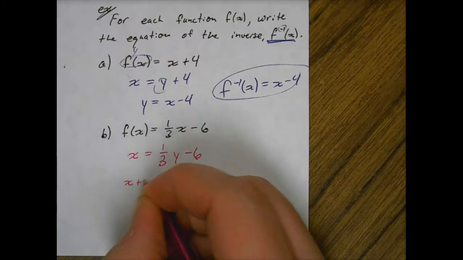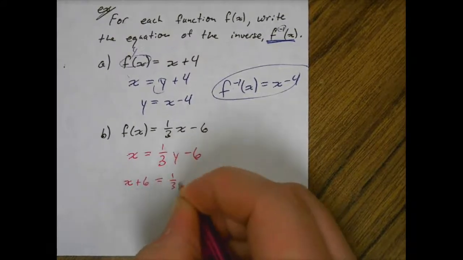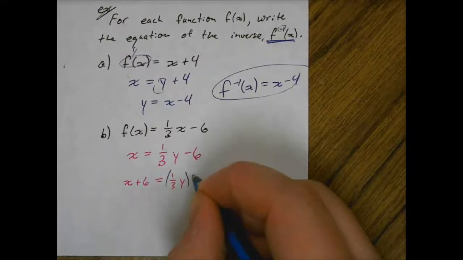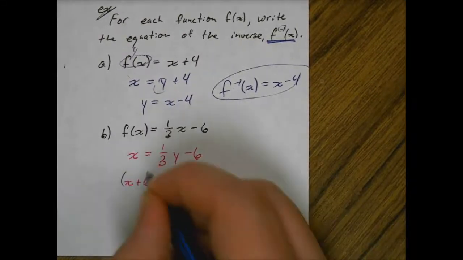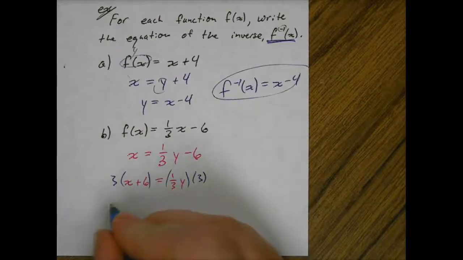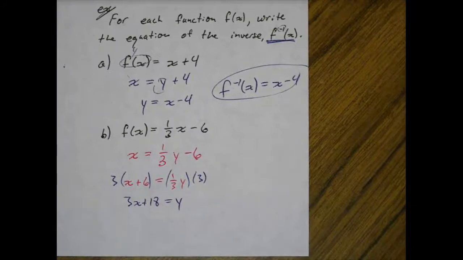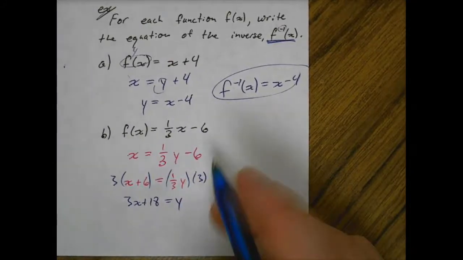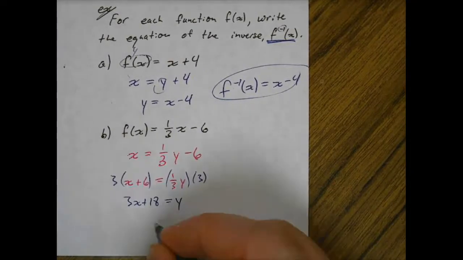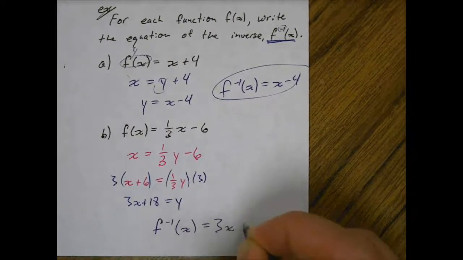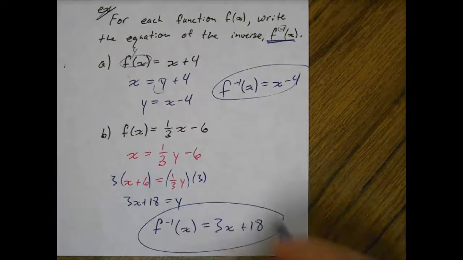So x plus 6 equals 1/3 y. To get rid of this fraction, I can multiply both sides by 3, the denominator. So this would be 3x plus 18 equals y. Then just rewrite this using inverse notation. Since this is f of x, my inverse will be f inverse of x equals 3x plus 18. And that's it.